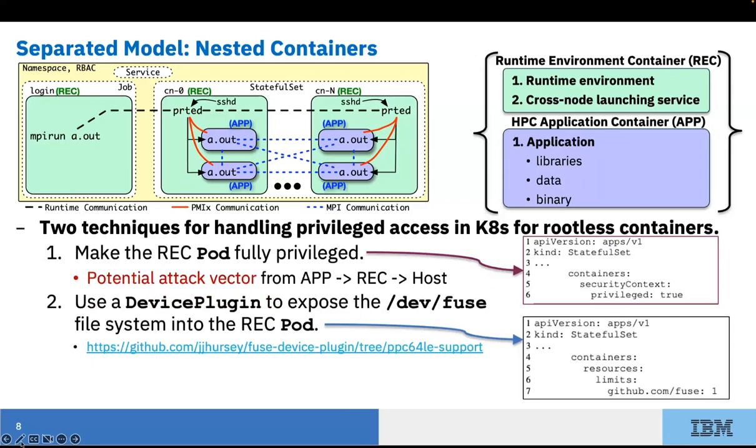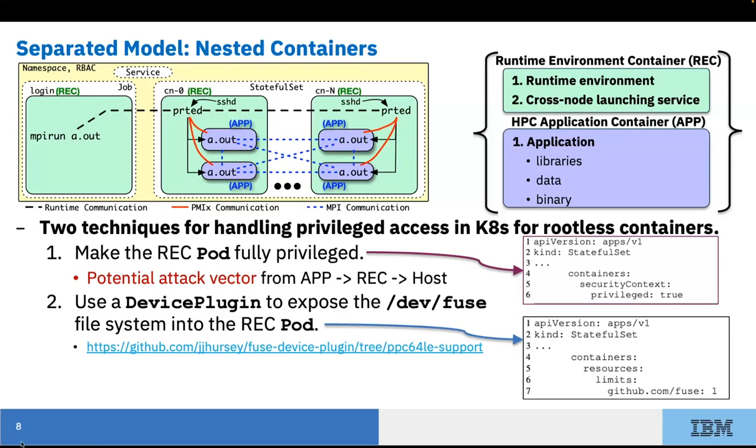So there are two techniques for handling the privileged access for Kubernetes for rootless containers. The first is to make the pod fully privileged. So this is very similar to if you run containers just bare metal, you can add the privilege option and then it has root on your system, right? Similarly scary here, right? So as soon as you make a pod fully privileged here with the security context, it exposes an attack vector. And in most Kubernetes configurations, this is completely disallowed. If you try to submit something that asks for privileged, it'll reject your request. So that's really a bit of a non-starter for us.